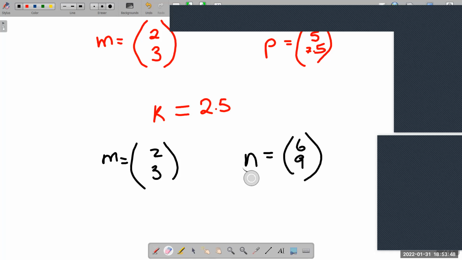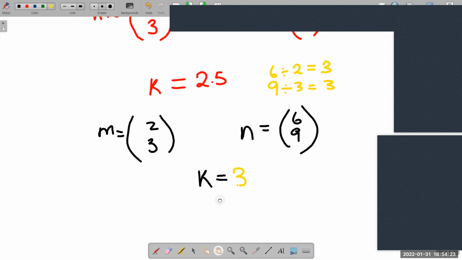Everybody, let's do this one first. How do we find K here? Don't we say 6 divided by 2? So what do we get when we say 6 divided by 2? 3. So what are we going to say now? 9 divided by 3 is what? 3. Everybody see that? So Gwen, you see that? So what is our K in this example? K is 3.